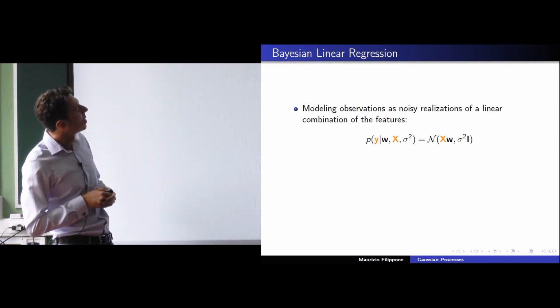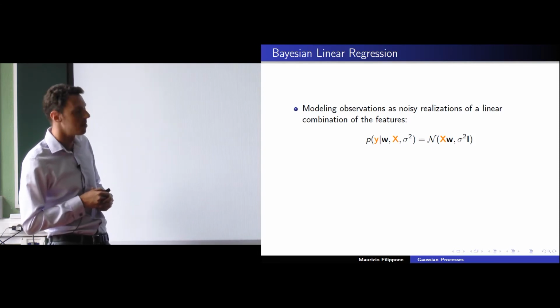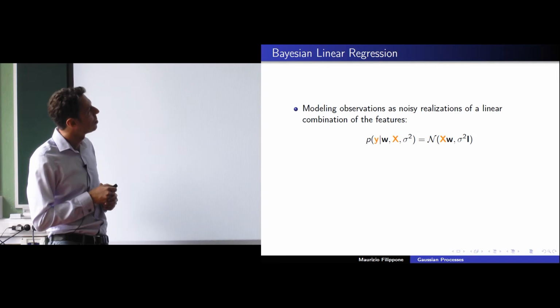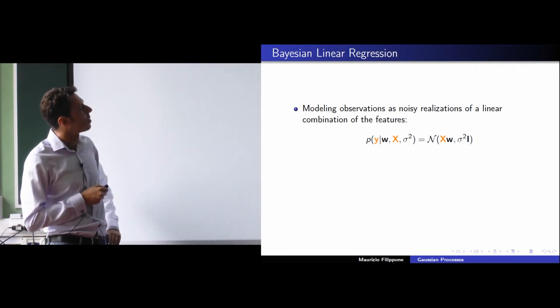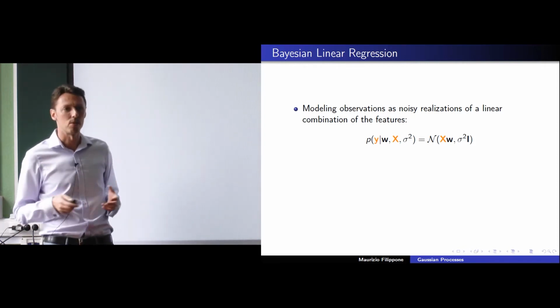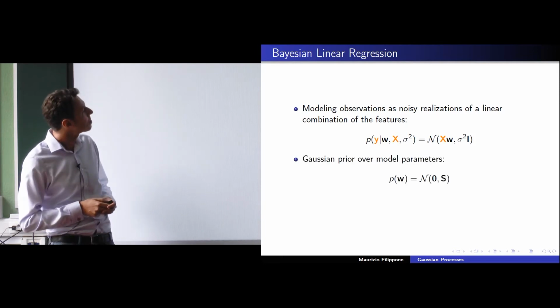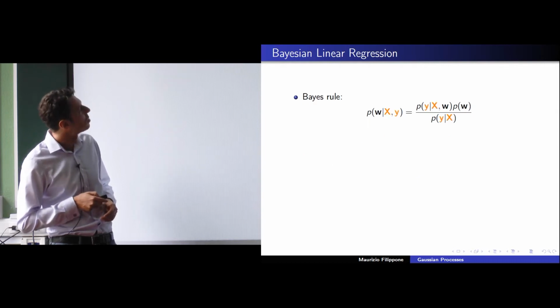So when we do linear regression, we think that there is a linear combination of the features, XW, and then some noise that explains our observations. I call Y my observations, X are the inputs, W and sigma squared the parameters. Here I'm assuming univariate output; it's easily extendable to multivariate output. What people usually do is put a Gaussian prior over model parameters. And because the likelihood is Gaussian, we can do a lot of cool things.